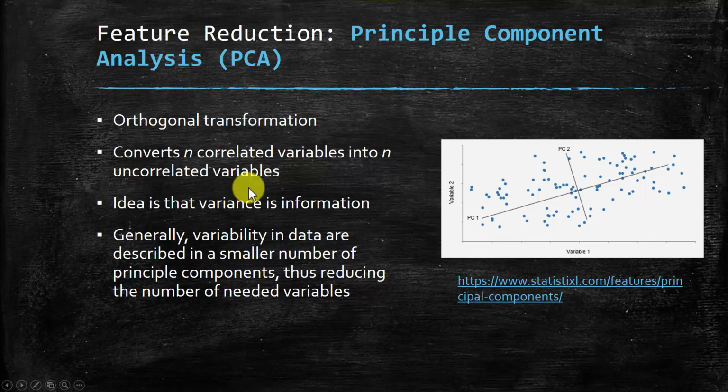The idea here is that variance is information. So you're trying to measure, or maybe summarize, the variability in your variables in a smaller subset of variables, I guess would be a good way to say it. Generally, variability in data is described in a small number of principal components, thus you reduce the number of needed variables. So even though you produce uncorrelated variables from correlated variables, you're not going to need all those variables to fully describe the variability in the feature space. So that should reduce the number of variables.